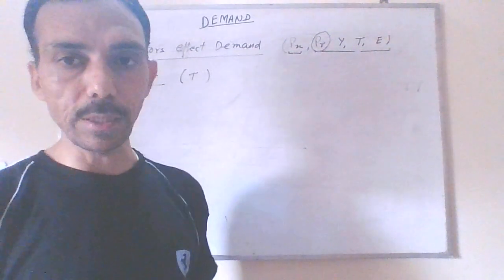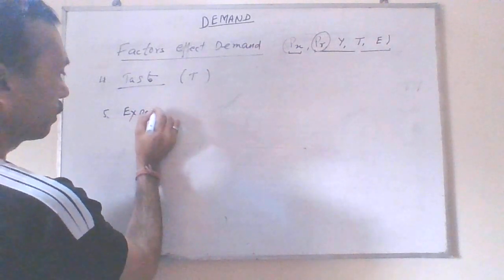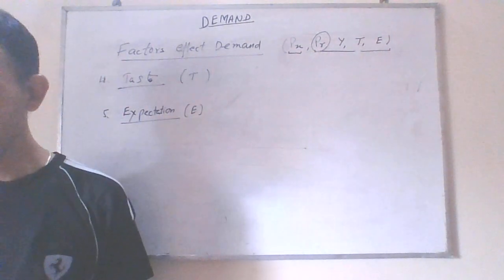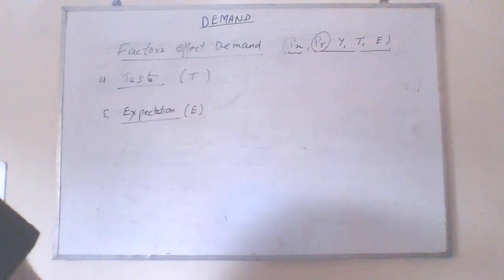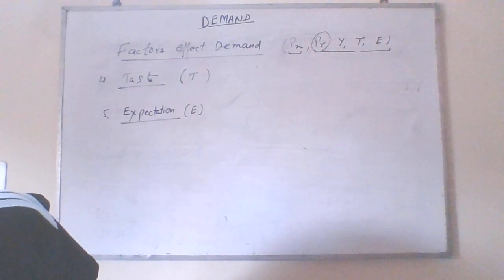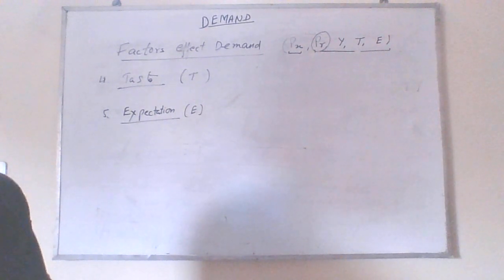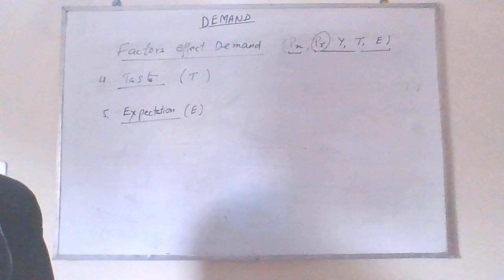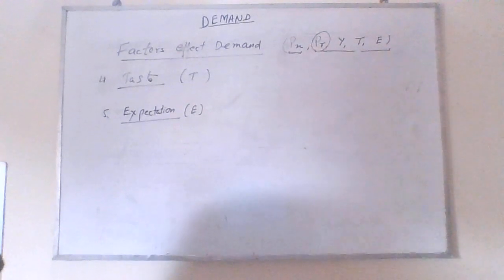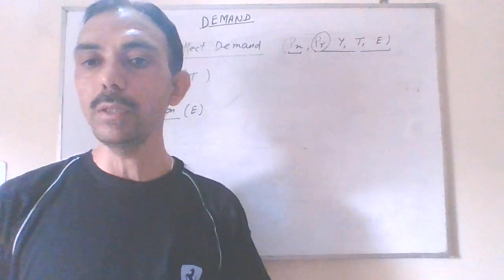And the next one is expectation. The fifth point is the expectation for the commodity. Expectation means what the consumer expects from a particular commodity. An expectation of a change in the price of a commodity in the near future affects the demand. If it is expected that the price of a commodity is likely to rise in the near future, the consumer demands more of that good.